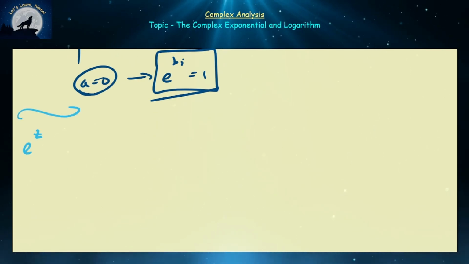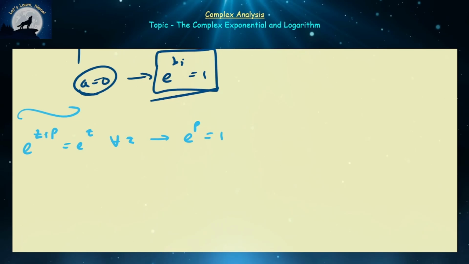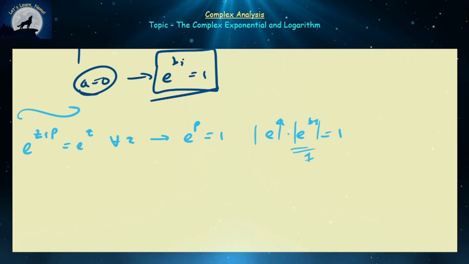So we're saying e to the z plus p will be equal to e to the z for all z, and if that's the case, then that means e to the p must be equal to 1, which means e to the a times e to the bi must be equal to 1. We already know that the norm of that part is always going to be equal to 1, so this forces a to be equal to 0, and now we're just trying to figure out, okay, what is b equal to now?